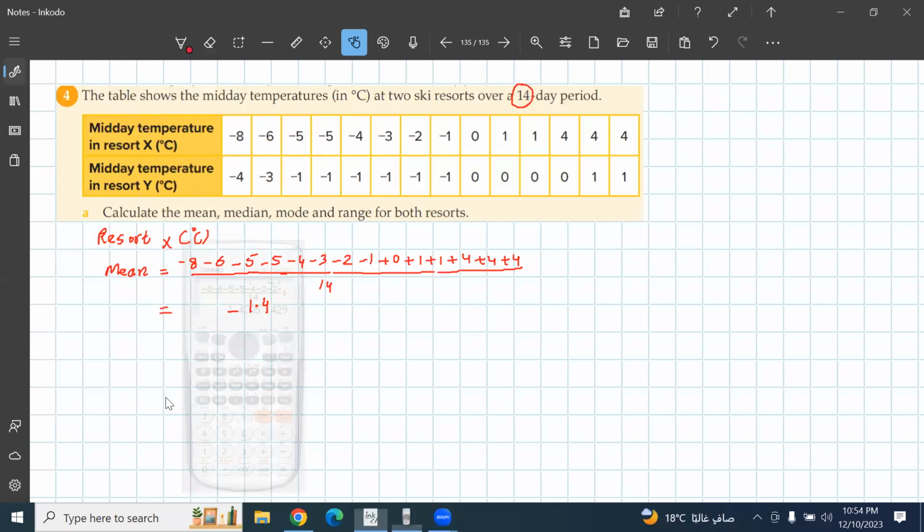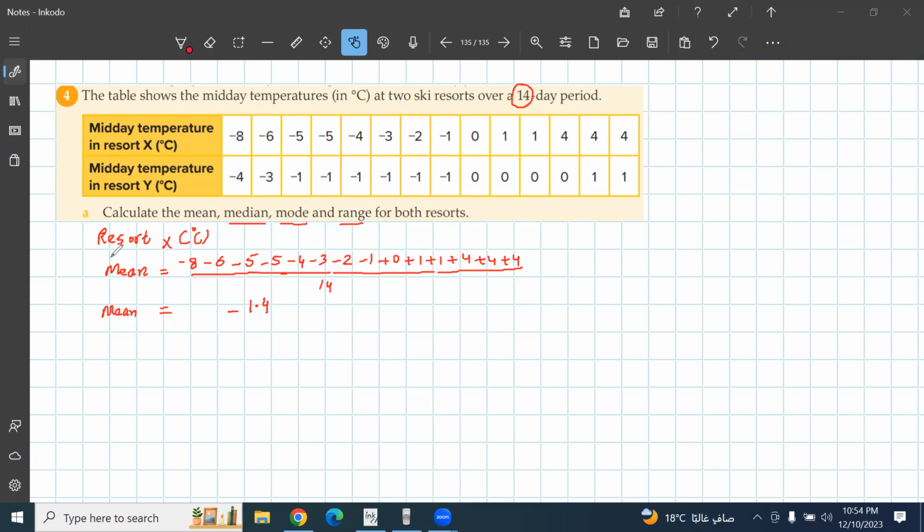This is the mean. Now we will see what the median is. The median is basically the middle value of the set of data. The mode is the most repeated value in the set of data, and the range is equal to the maximum minus the minimum value of the data.